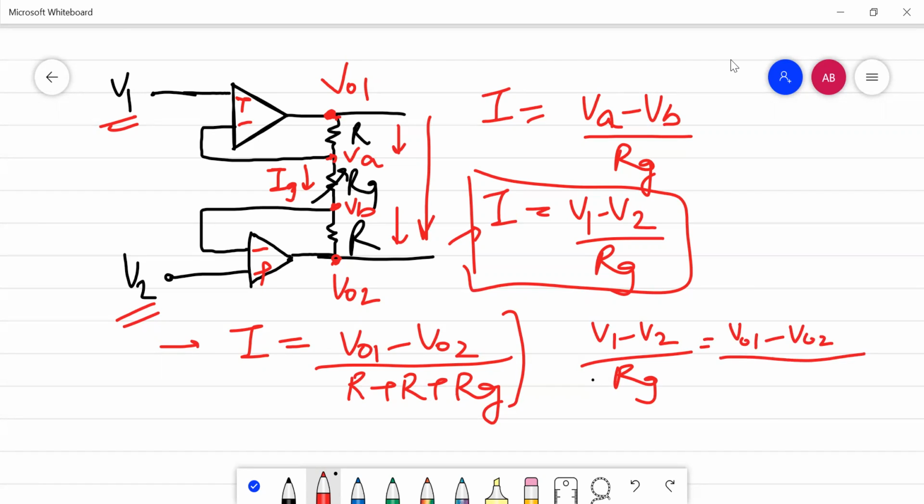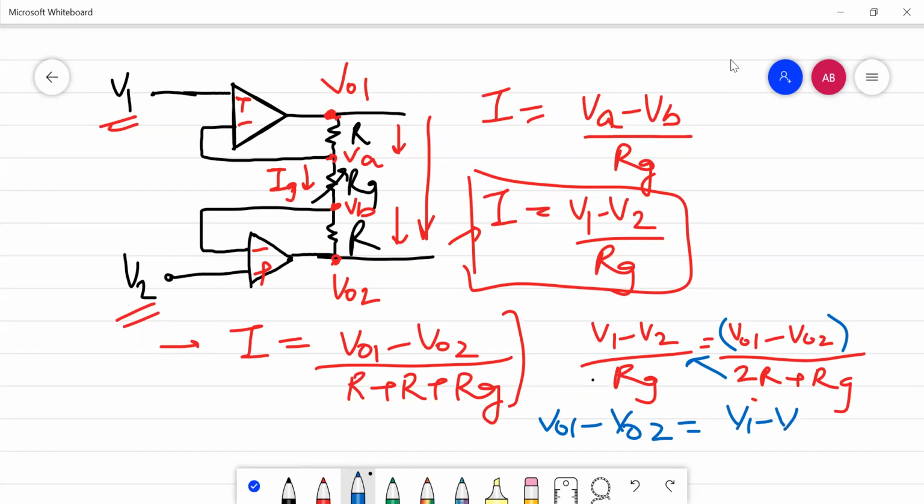This V01 stands for V out 1. So this will be equal to 2R plus Rg. Now keeping this one here and moving this one to that side, it is going to provide me V01 minus V02 will give me V1 minus V2 times Rg plus 2R divided by Rg.